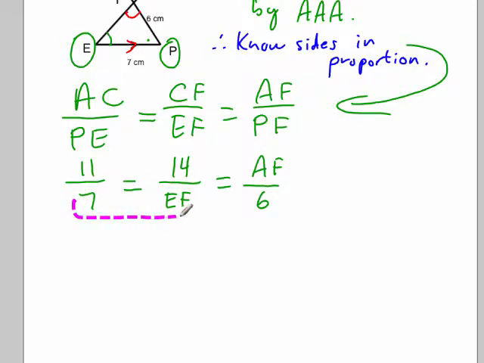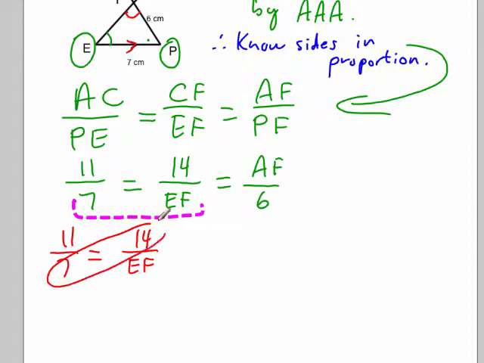So we have 3 ratios here. I'm going to work with 2 of them at a time. I'm going to work with these 2, the one that has all the numbers there, and one missing item, EF. And I'm going to solve this proportion, which, remember, I can solve by cross multiplication. I know that this times this, which would be 98, needs to equal 11 times EF.